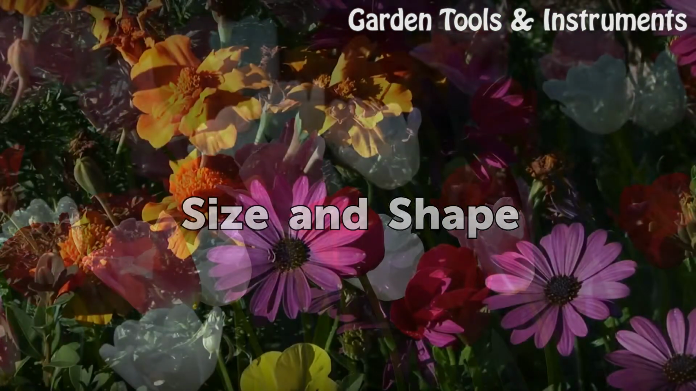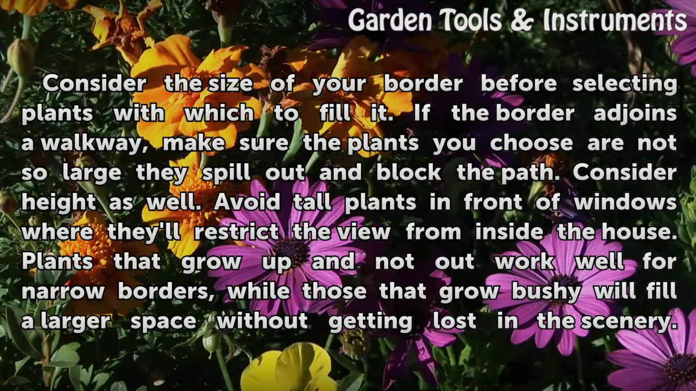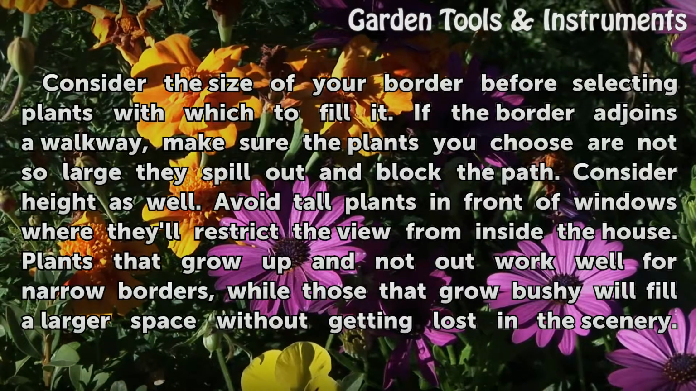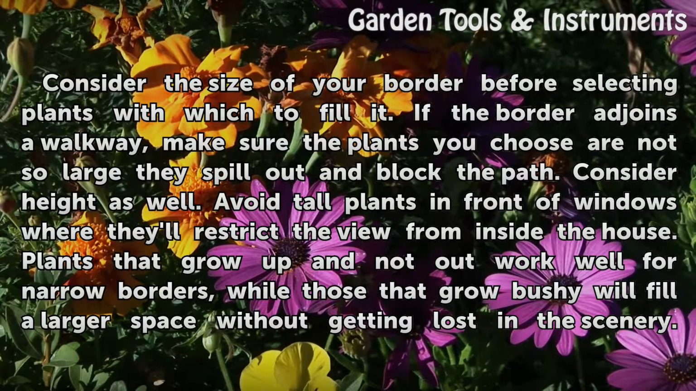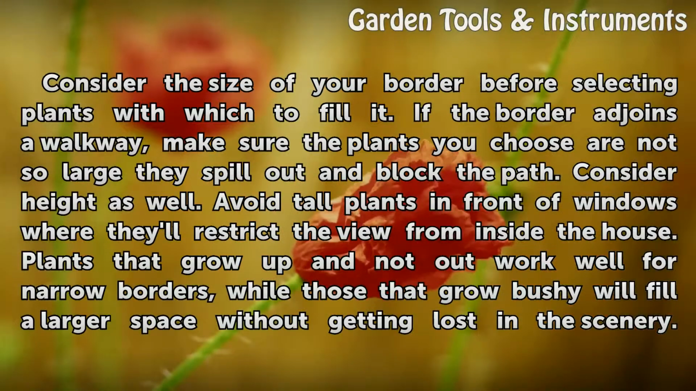Size and shape. Consider the size of your border before selecting plants with which to fill it. If the border adjoins a walkway, make sure the plants you choose are not so large they spill out and block the path. Consider height as well. Avoid tall plants in front of windows where they'll restrict the view from inside the house.